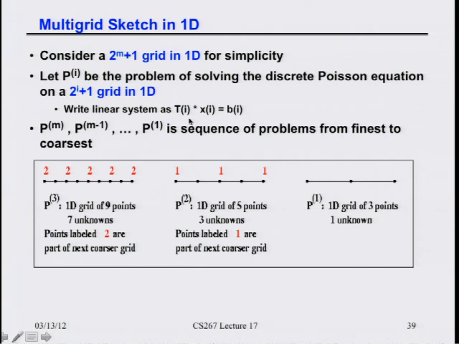And that's going to be a linear system. And there it is. There's the Laplacian, whose dimension is 2^i + 1. There's the solution, and there's the right-hand side. And here's going to be my sequence of problems. There's going to be my finest problem on this very dense 9-point mesh. And then here's going to be my next problem on my 5-point mesh. And here I'm just going to be on the 3-point mesh.